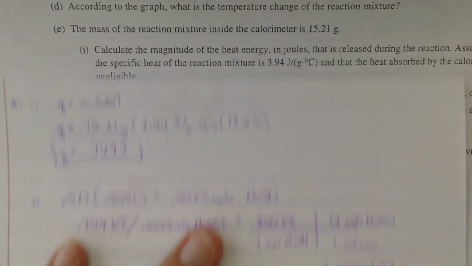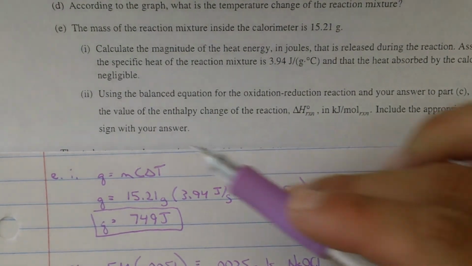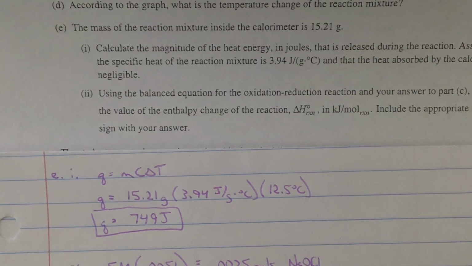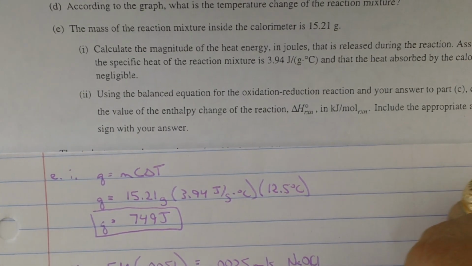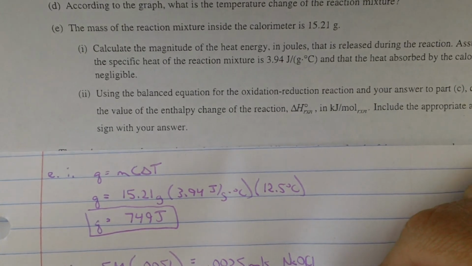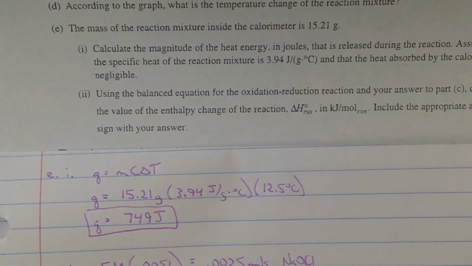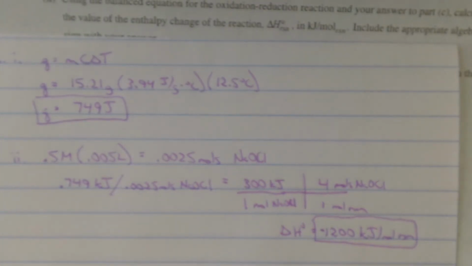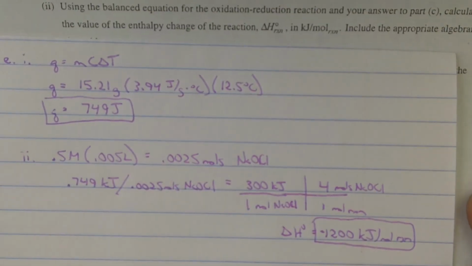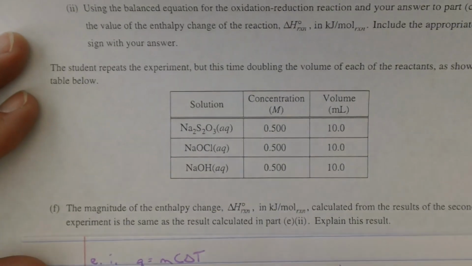Be careful here too. Look at, they said include the appropriate algebraic sign. You know what they're telling you? They're telling you the sign is negative for that thing, is what they're screaming at you. That's a negative 1200 kilojoules per mole. That's my delta H for that guy. Got it? Don't forget the negative sign. Perfect. That's E2.